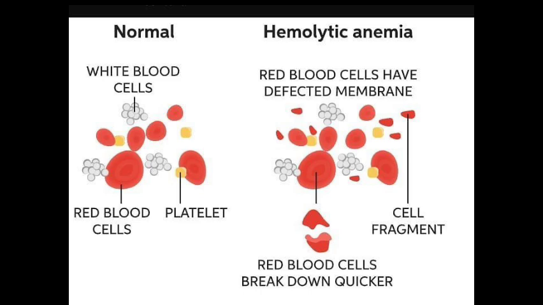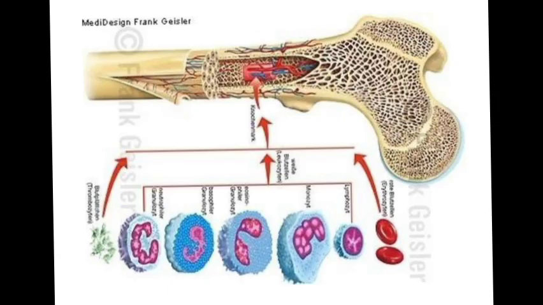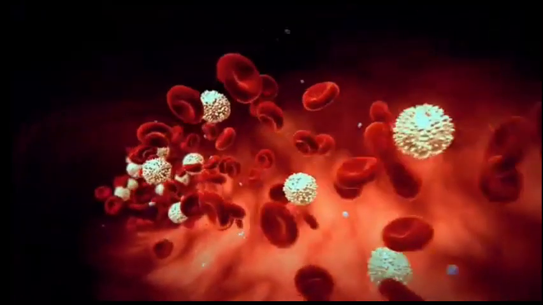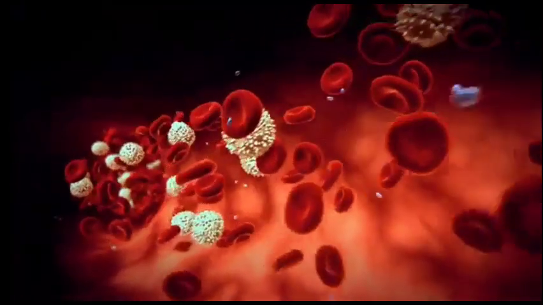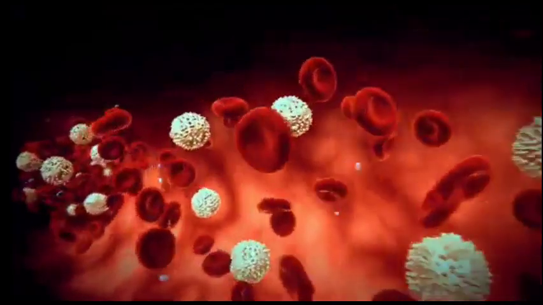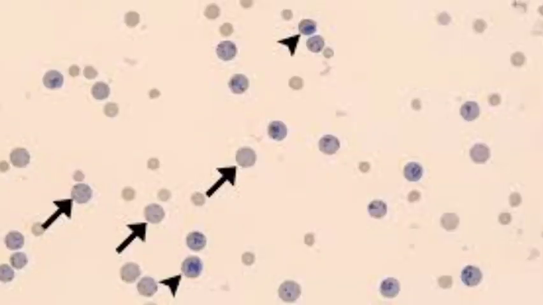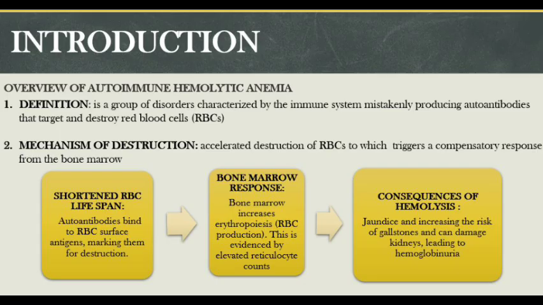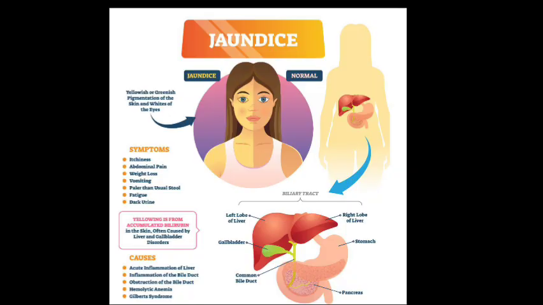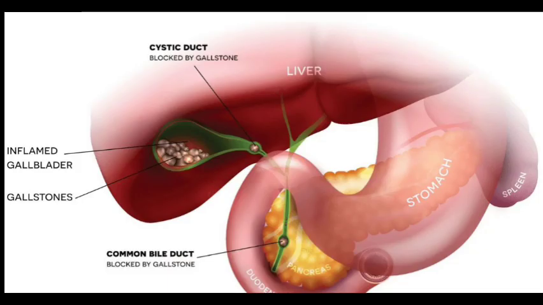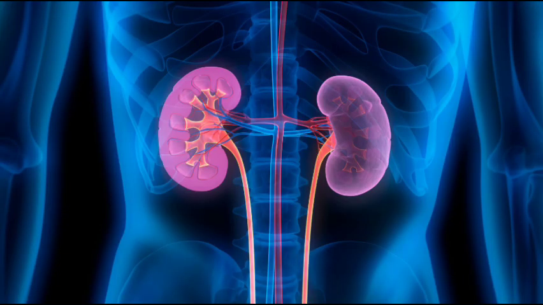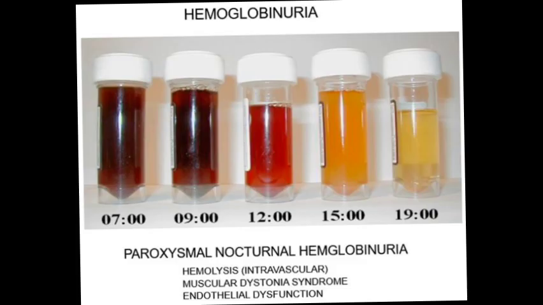This triggers a compensatory response by the bone marrow, whereby it increases the erythropoiesis process, in which red blood cell production is increased, and this is evidenced by the elevated reticulocyte counts in our blood. And lastly, the consequences of this increased rate of destruction of our red blood cells are jaundice, increased risk of gallstone formation, increased risk of kidney damage, and it can also lead to hemoglobinuria.